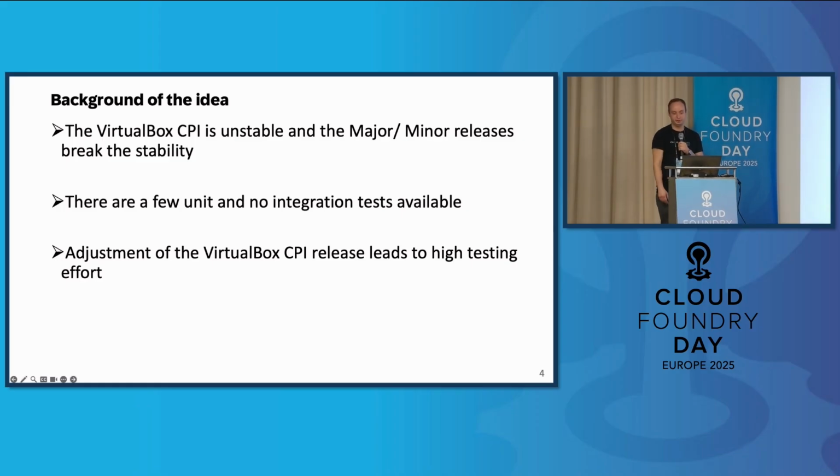For example, it's written as a wrapper for the VirtualBox CLI, and there are breaking changes every new major and minor release available. The CPI got only a few unit and no integration tests. Every small adjustment of the existing CPI release leads to high manual testing effort.